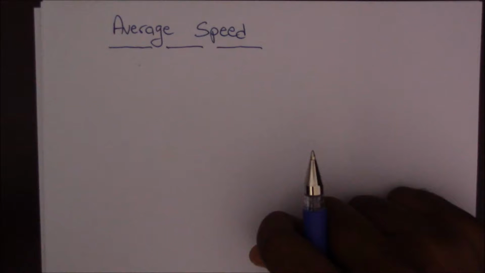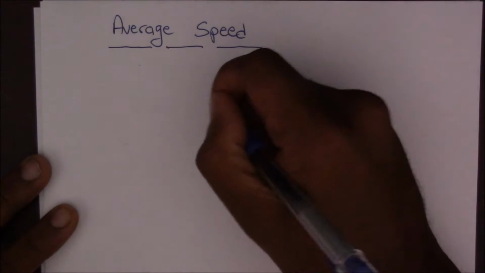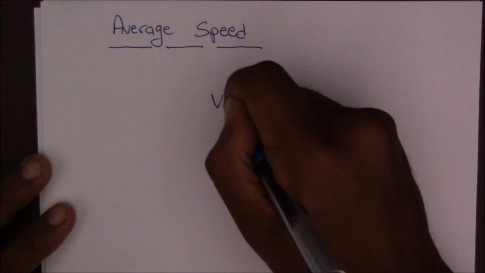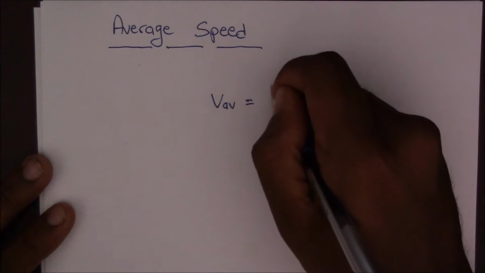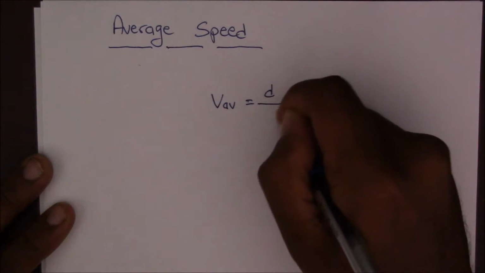However, the winner of the race has achieved the greatest average speed. What I mean by average speed is the total distance traveled divided by the total time of travel. So, taking a look at the formula, the average speed would be distance traveled over time.